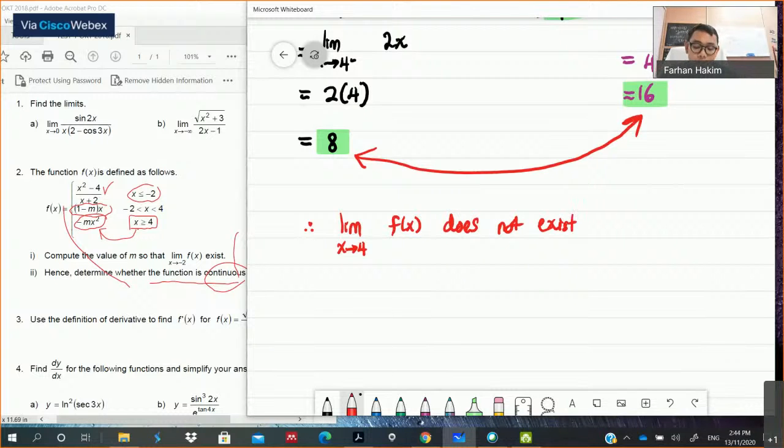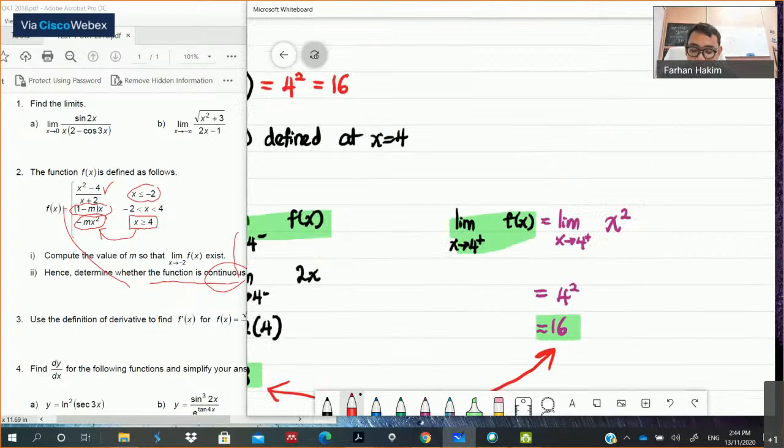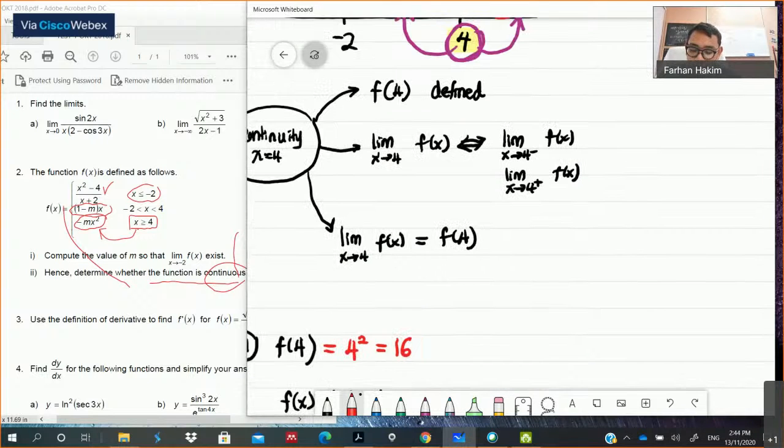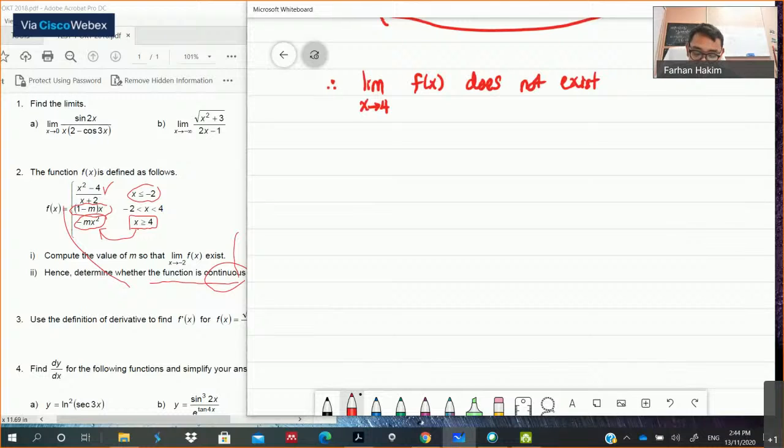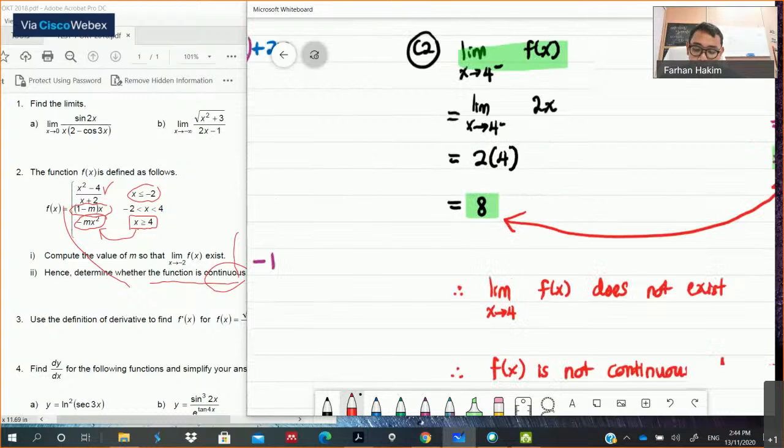All right. Since the limit does not exist, we don't have to proceed to condition number 3. So we can directly conclude that f(x) is not continuous at x equal to 4. And we are done with question Roman 2.